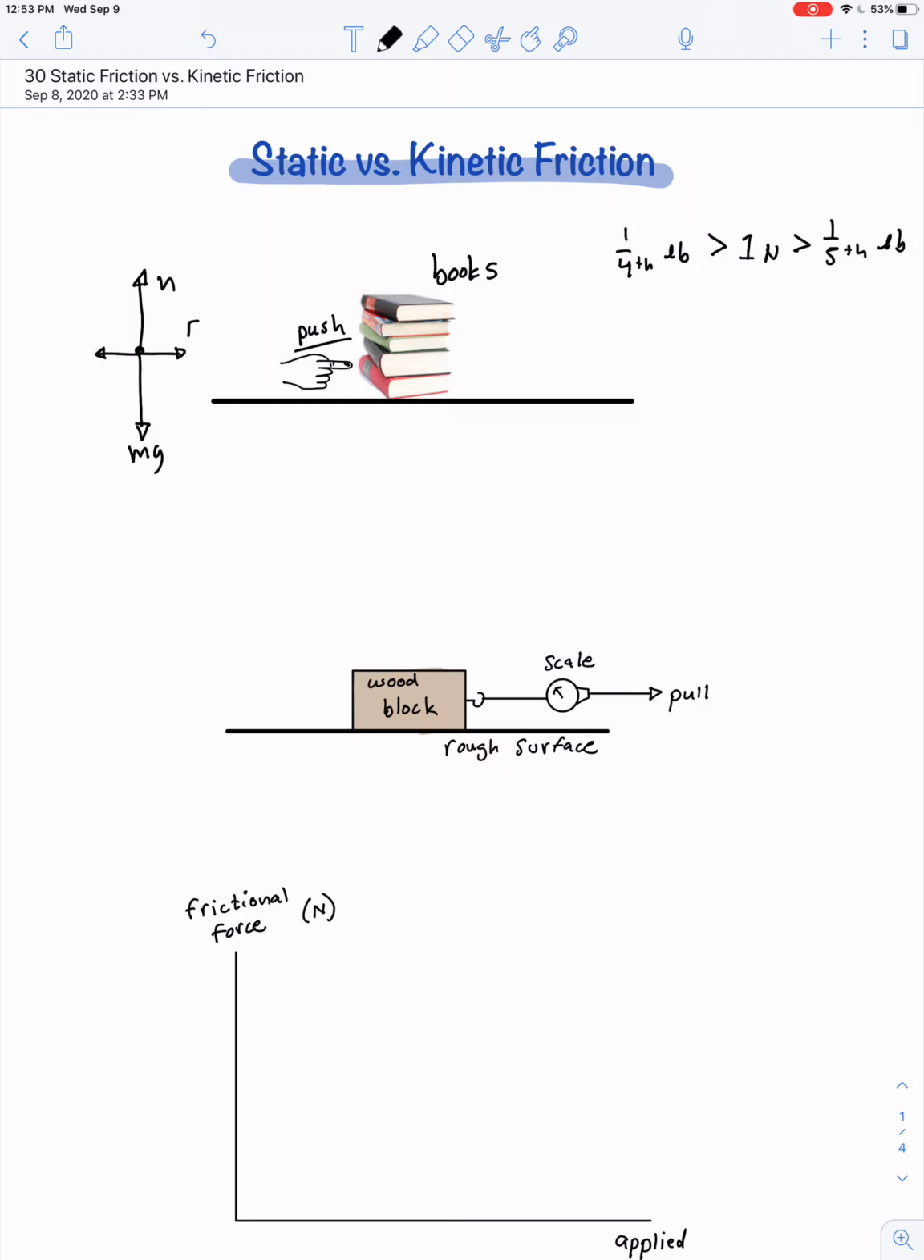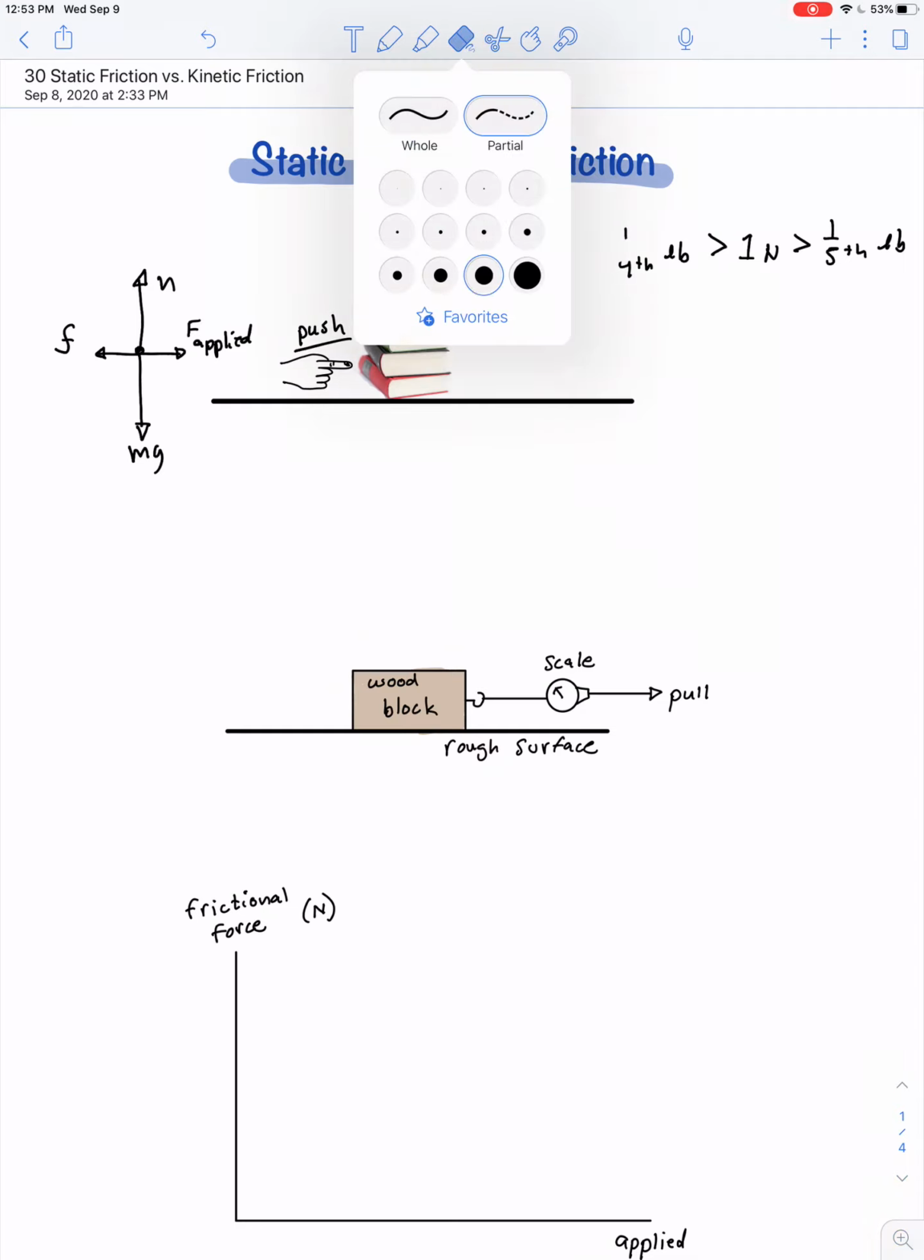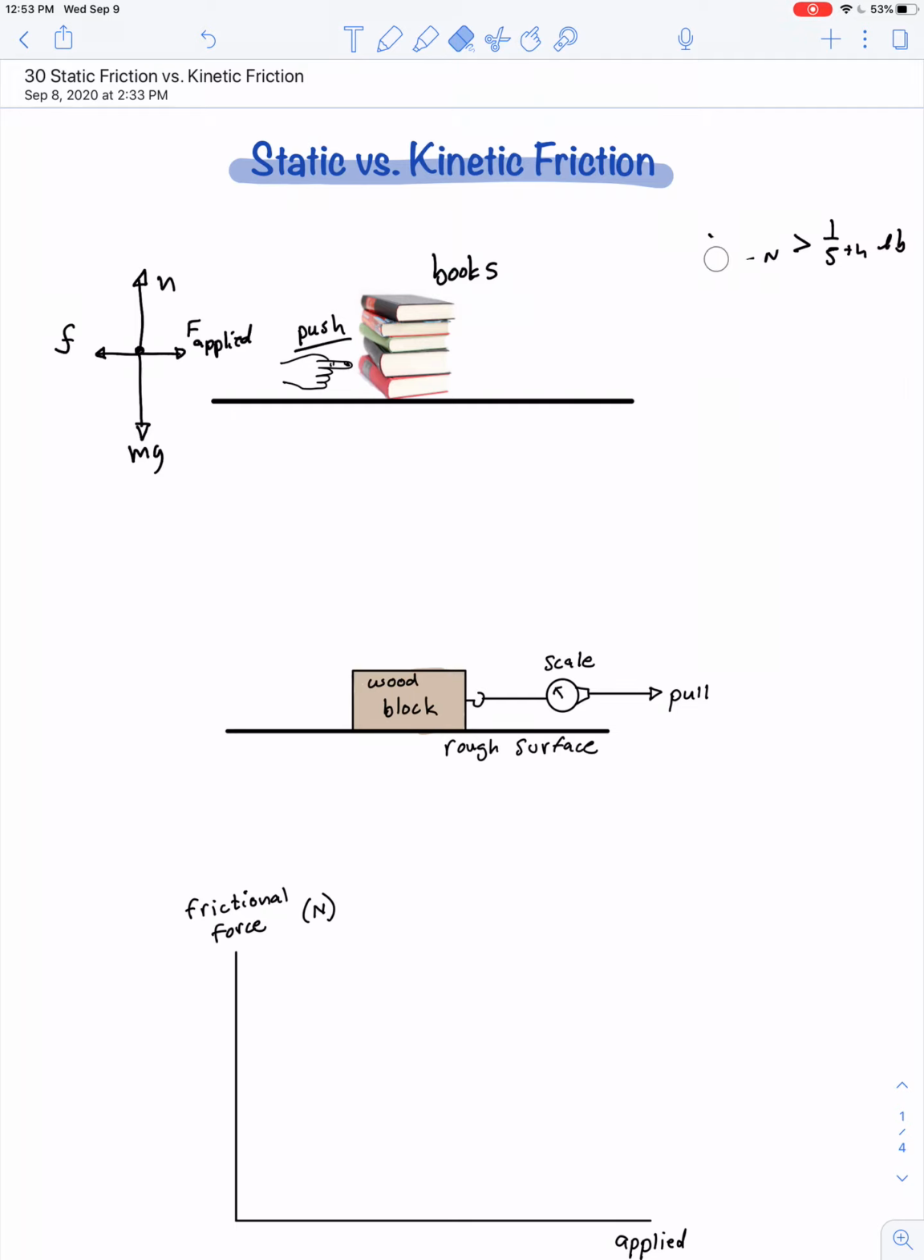So we say the force to the right, we'll call that F applied. That's how hard you're pushing with your finger. And of course the force acting back to the left is friction. We'll symbolize friction with lowercase f. Now I want you to push with 2 Newtons of force. See what happens. The stack still stays at rest, doesn't it?